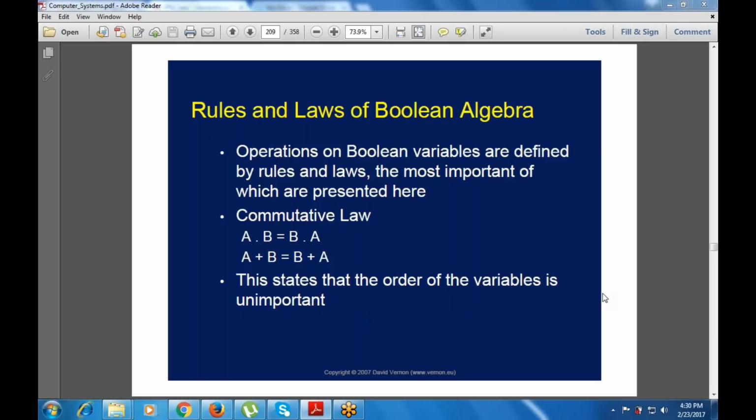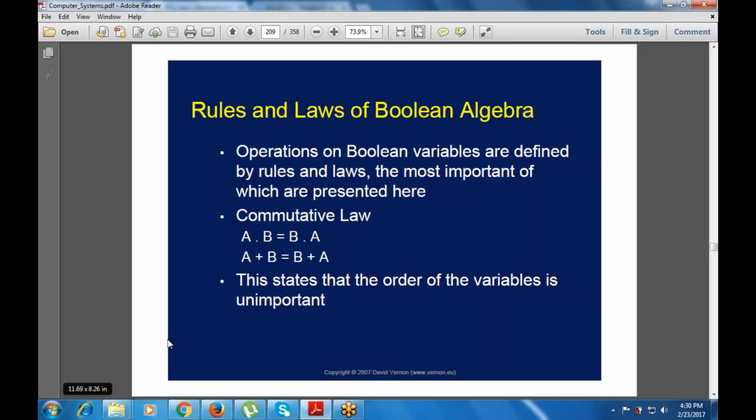So these are the rules and regulations of Boolean algebra. These are the various rules and statements available here. When we use the commutative law, that means A into B equals B into A. Whenever we use the AND operation with A and B, that becomes B and A. Then A plus B equals B plus A.